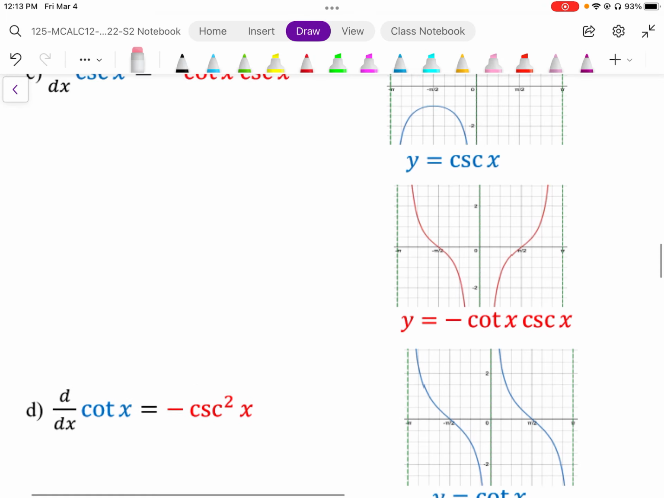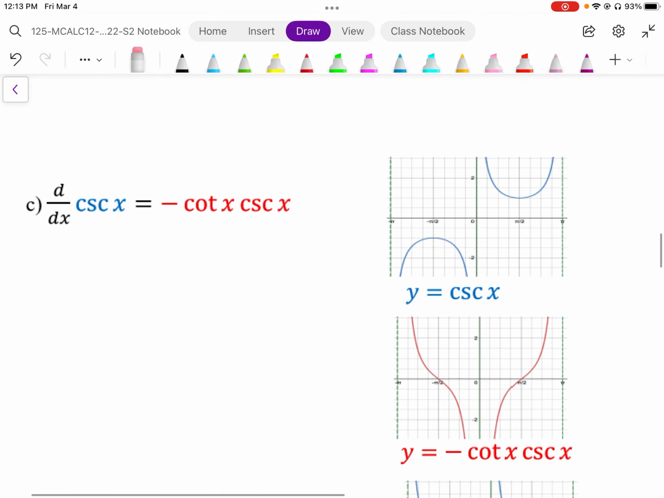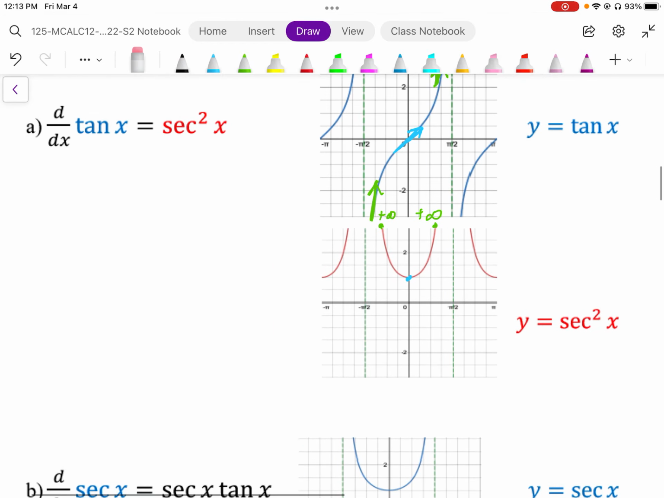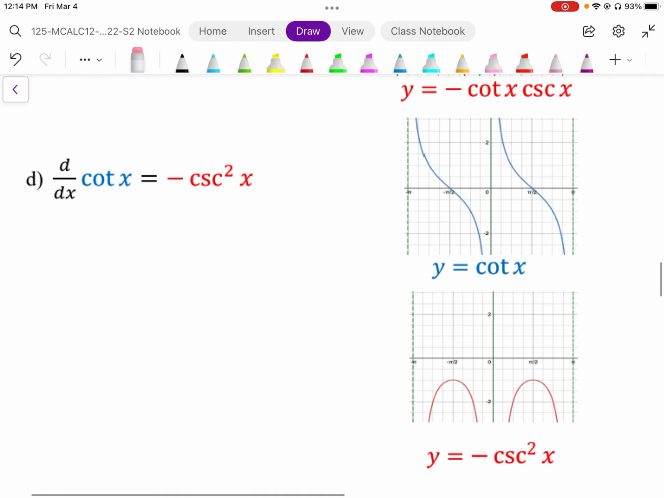So again, the same thing here, the cotan differentiates to negative cosecant squared. Again, I want you to notice that it is very similar to tan that ends up as secant squared. Tan goes with secant, cosecant and cotan go together.